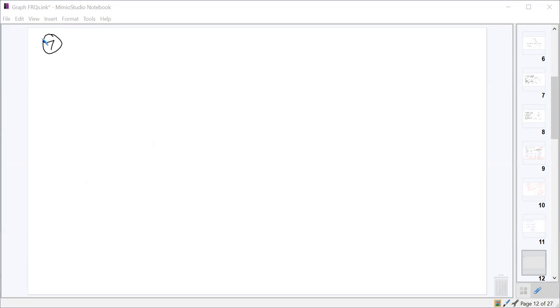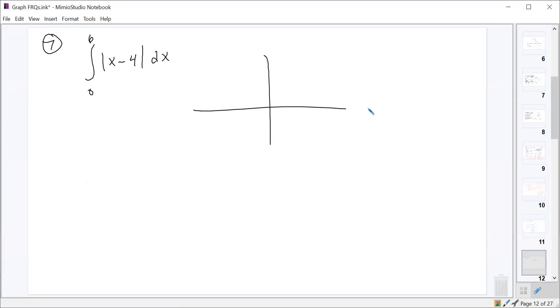Number 7. All right, so number 7, we got an integral from 0 to 6 of the absolute value of x minus 4 dx. For this one, you just need to know what the graph of the absolute value of x minus 4 looks like. There's no way to integrate absolute value. We just have a way to graph it and find the area underneath that curve.